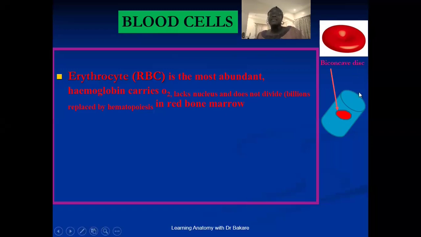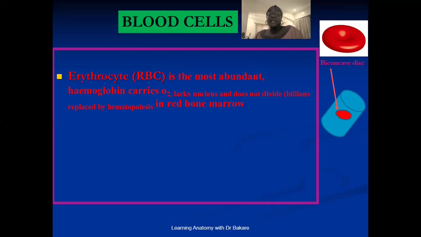And this cell lacks a nucleus. The absence of a nucleus within the red blood cell is to create more space within the cytoplasm for the accommodation of hemoglobin, so that more oxygen molecules can be transported. So we can see that the morphology of the cell complements the function that it exhibits. The erythrocytes also do not divide.